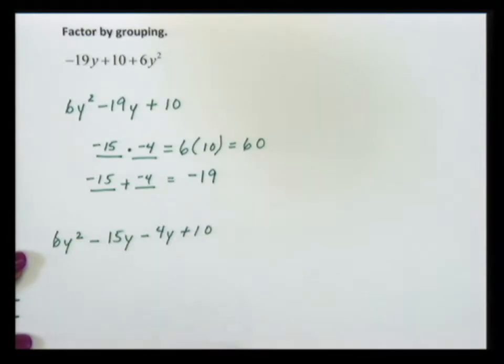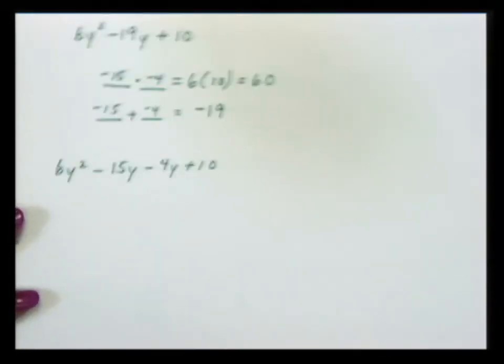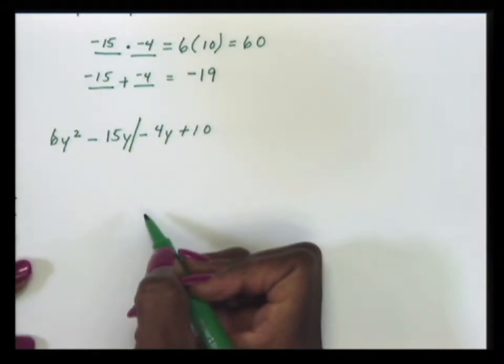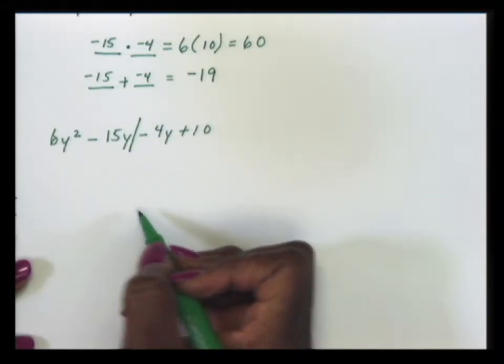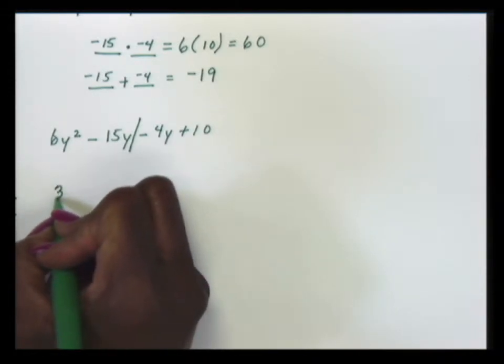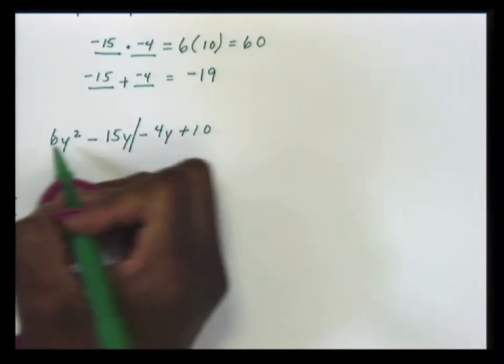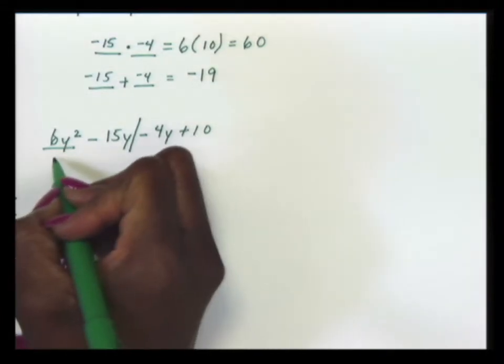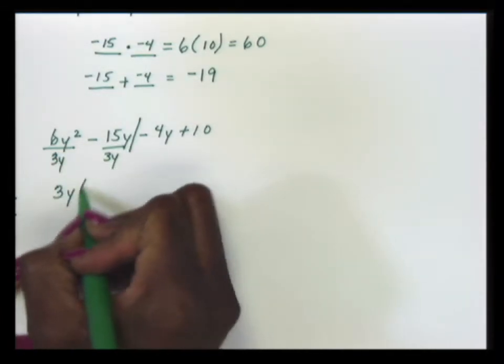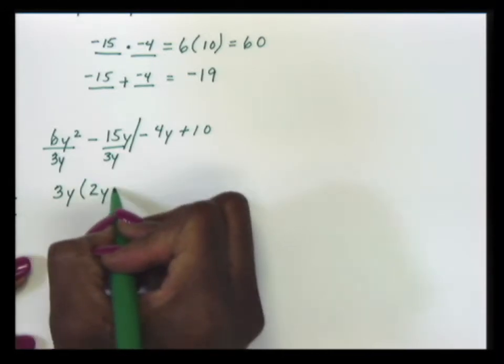Now we can factor by grouping. I'll separate my terms into pairs. The greatest common factor for the first pair of terms is 3y. So I'll divide the first pair of terms by 3y. So I have 2y minus 5.